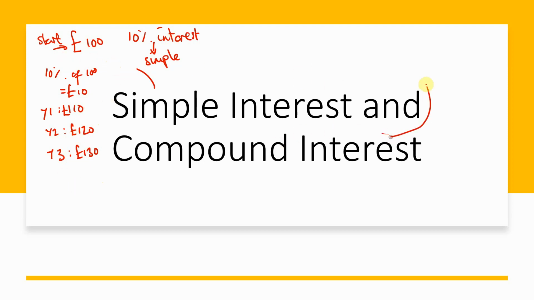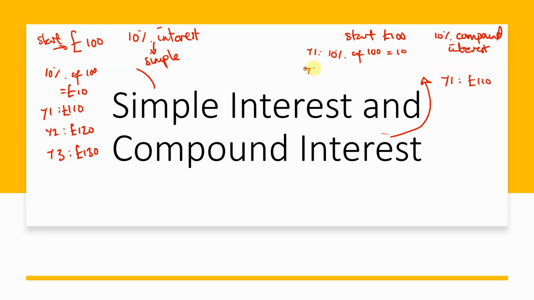But when we talk about compound interest, this is where if I start with £100 and I get a 10% compound interest, well, in year 1 they'll find 10% of £100, which again equals 10. So in year 1 I'll have £110. But then to calculate my interest for year 2, they'll find 10% of what is in my account at the end of year 1. So of £110, which is £11. So in year 2, I'll get that £11 added onto my account, so 121.